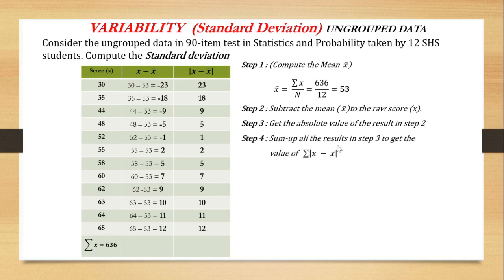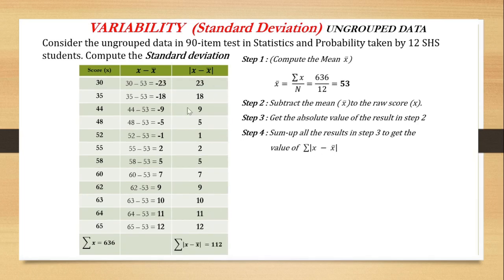Step 4. Sum up all the results in step 3 to get the value of the summation of the absolute value of x minus the mean. We just add all the values in the third column to get the summation of the absolute value of x minus the mean, which is equal to 112.